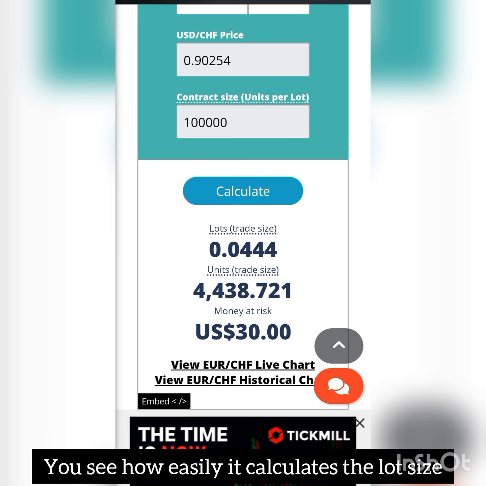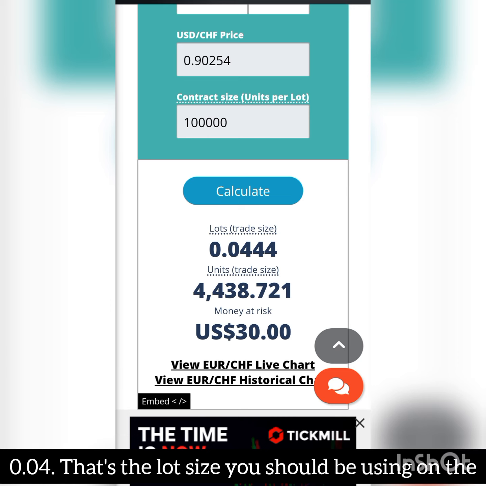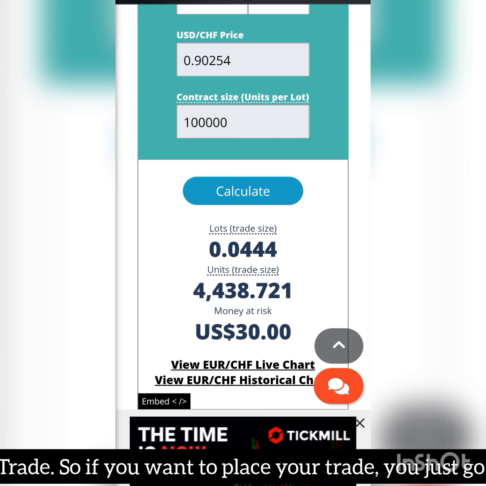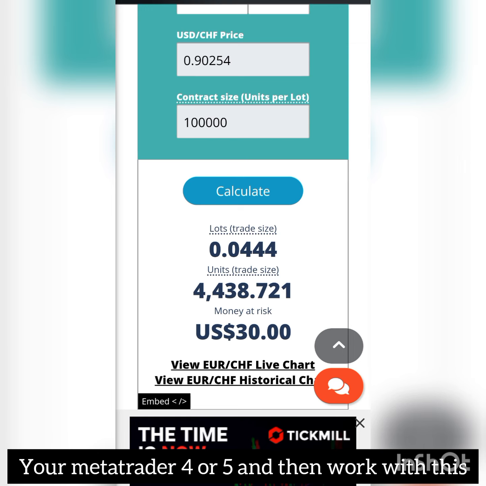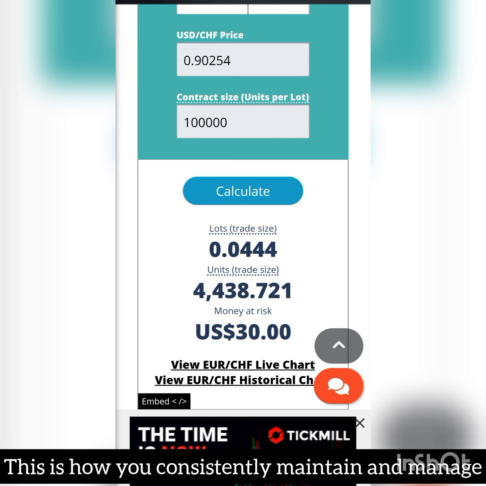You see how easily it calculates the lot size you should be using on the trade. 0.04. That's the lot size you should be using on the trade. So if you want to place your trade, you just need to go to your MetaTrader 4 or 5 and then work with this lot size that has been calculated for you. This is how you consistently maintain and manage your risk.